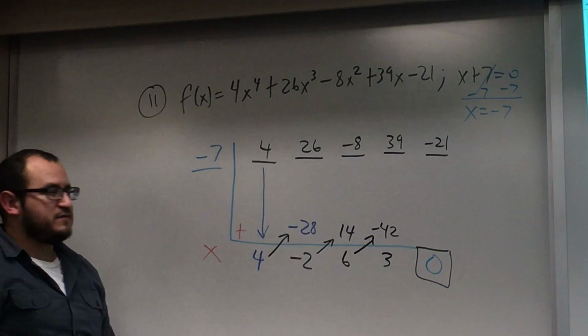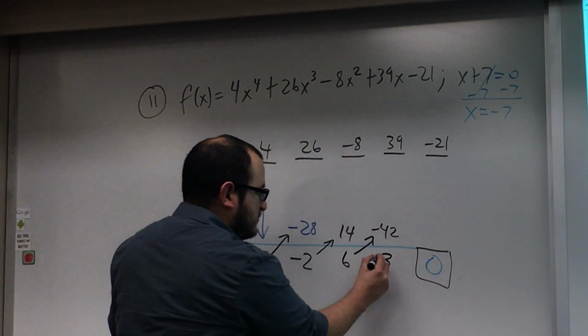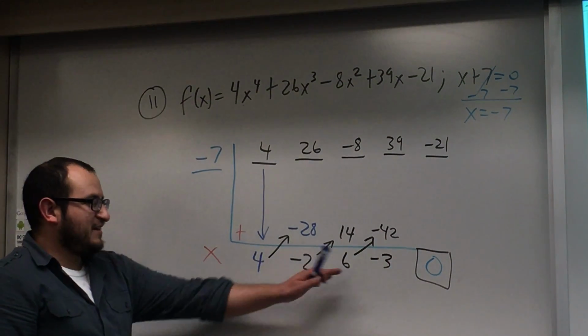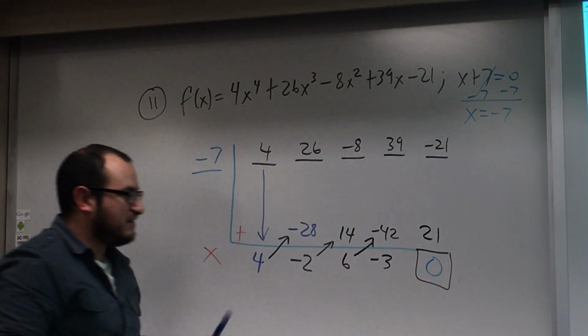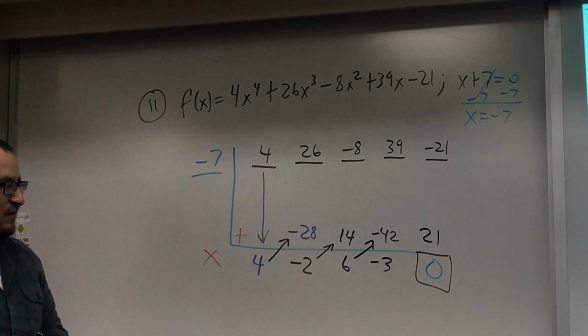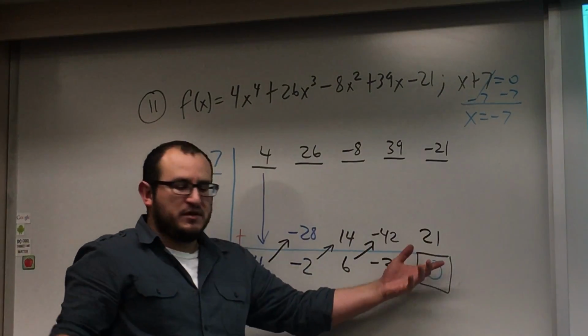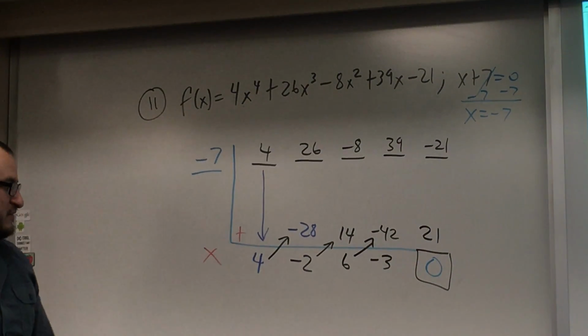And -3 times -7, sorry, that should be a negative. -3 times -7 should be +21. Okay. Alright, and 21 minus 21 is 0. So voila, we did it correctly.